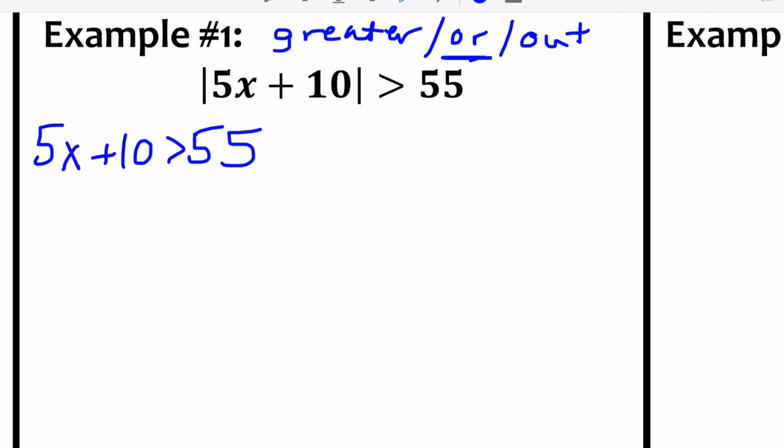Since we have the word or, we're going to write the word or between our 2 inequalities. Then our second inequality is going to be basically the same as the one we just wrote, but after the 5x plus 10, we are going to flip the inequality sign, doing a reverse, so it'll be a less than instead of a greater than. And then we reverse the 55 also, so it becomes negative 55. So that's the setup for this inequality.